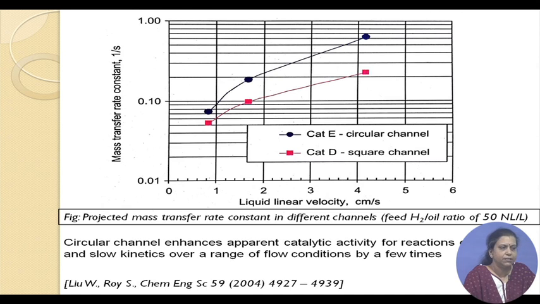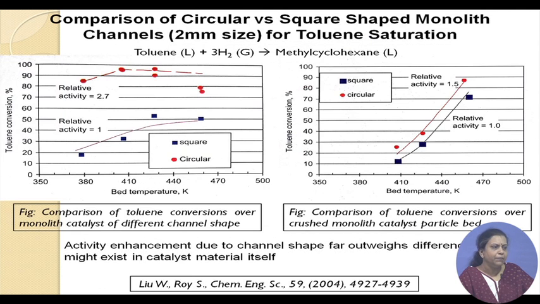In this particular case also we see that the mass transfer constant increases for all velocities, and definitely for the circular channel the mass transfer constant is much higher. Then people suspected whether this activity enhancement was due to some particular difference in the catalyst material itself, whether the way they were made was affecting the catalyst activity.